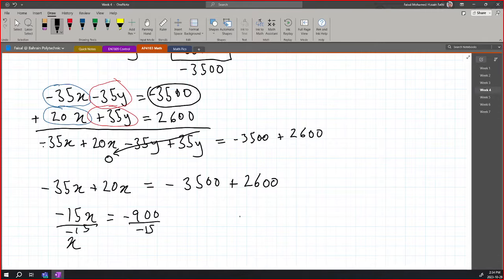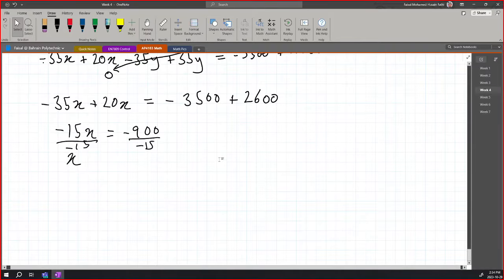When you divide by minus 15, x will be equal to minus 900 over minus 15. The minuses obviously cancel, or you can just put it in the calculator. It should be, if I'm not mistaken, 60. Someone just double check with calculations. So x is equal to 60.